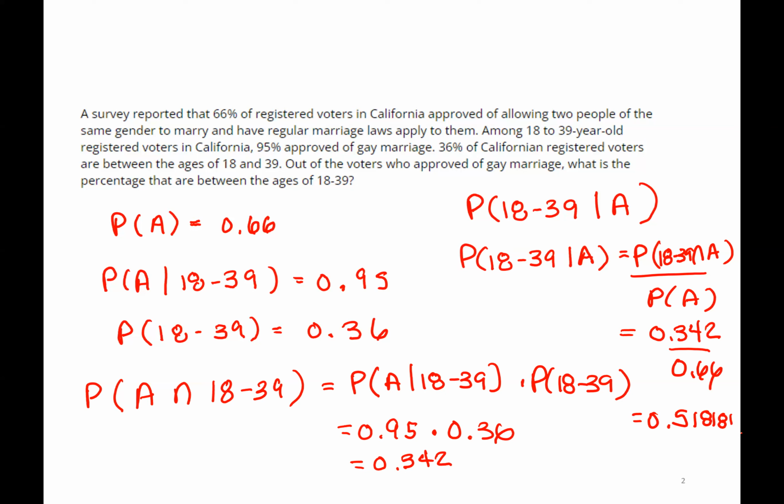And they ask you in the problem to write this as a percentage, which should make sense, because the probabilities in the original statement were given to you in percentages. So what percentage is this going to be? 51.818, rounded off to four decimal places. So out of the 66% of California registered voters who approve, 51% of those are between the ages of 18 and 39.